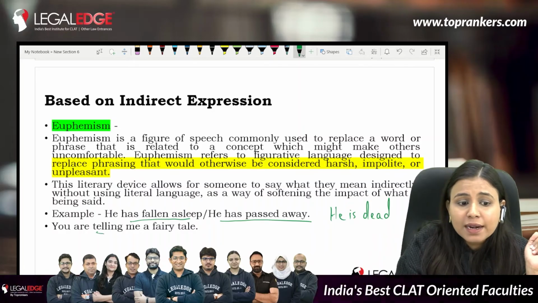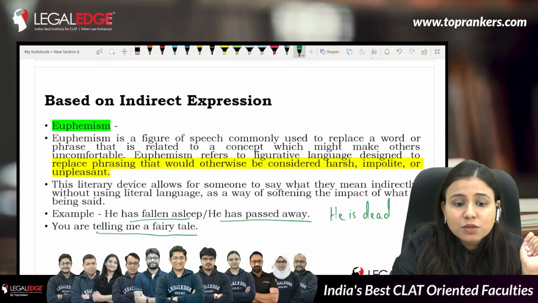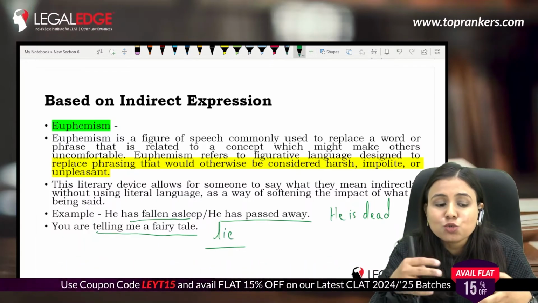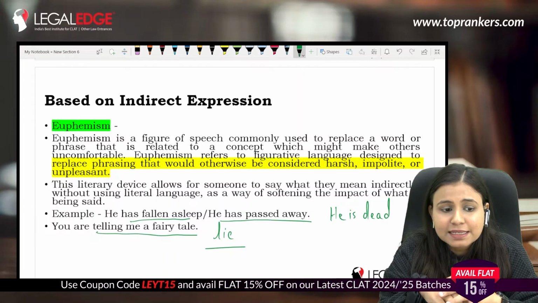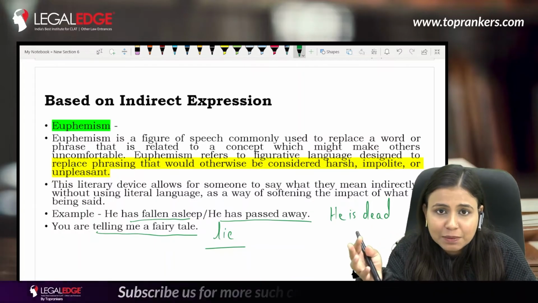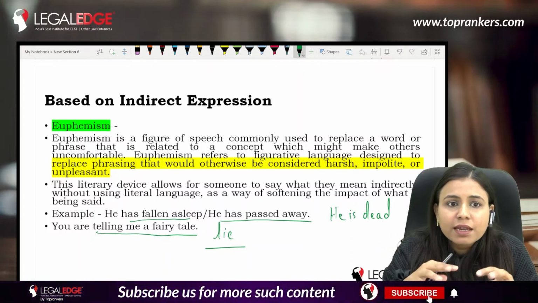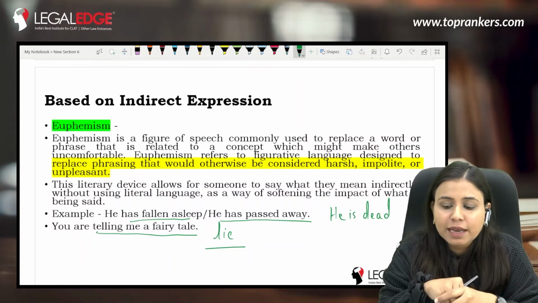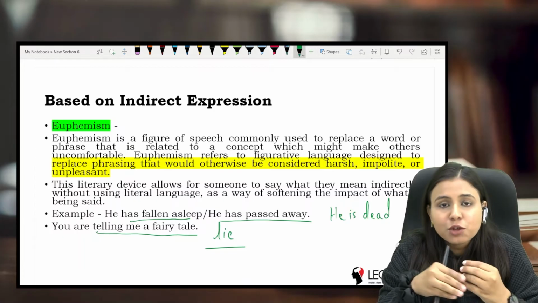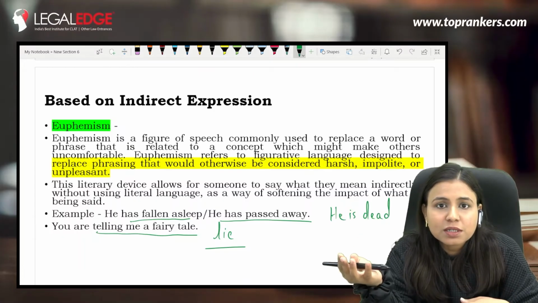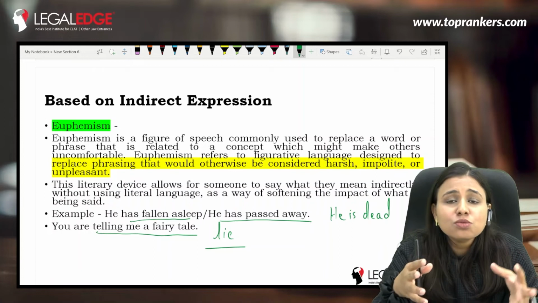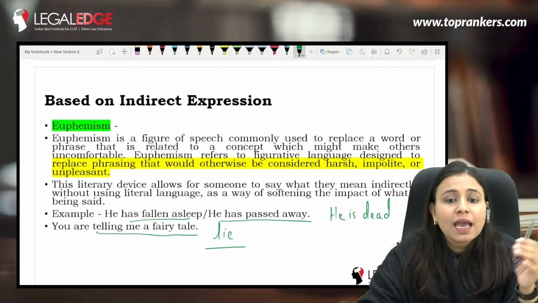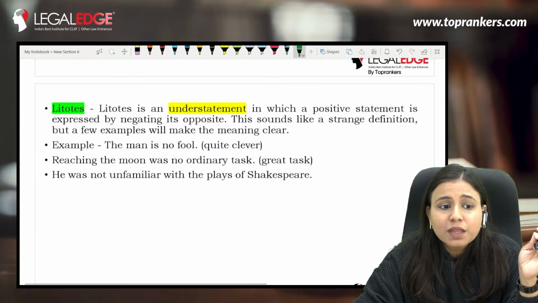Next one is you are telling me a fairy tale. Now this is used to replace lie. Fairy tales are not real, not true. So rather than saying that you are lying to me, he's saying you are telling me a fairy tale. Okay. Let's say someone has not been selected for a team. So rather than saying you failed, you would say you did not make it to the team, right? So this is used to replace the harsher reality of things. This is called euphemism.